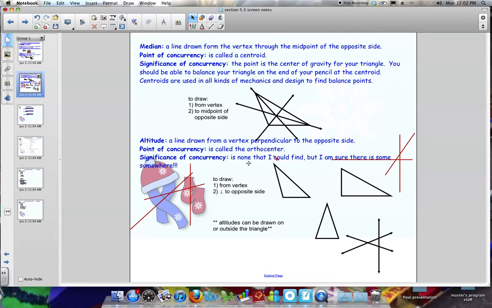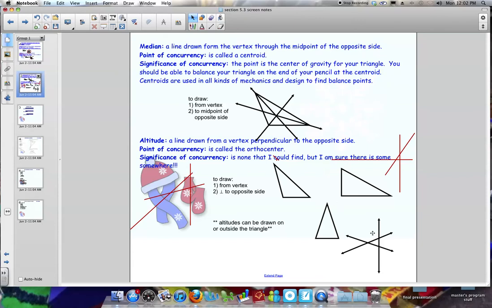I couldn't find any significant uses for the orthocenter, but since I was showing you the other three, I decided to show you this one as well. What's interesting about the altitude is that it looks very different depending on what kind of triangle you used. With medians and angle bisectors and perpendicular bisectors, it doesn't matter what kind of triangle you use, they all basically look the same. But with altitudes, your point of concurrency and the way they look can be very different based on what kind of triangle you use.